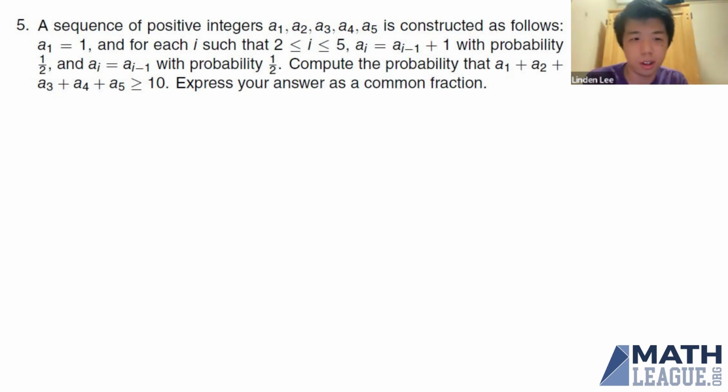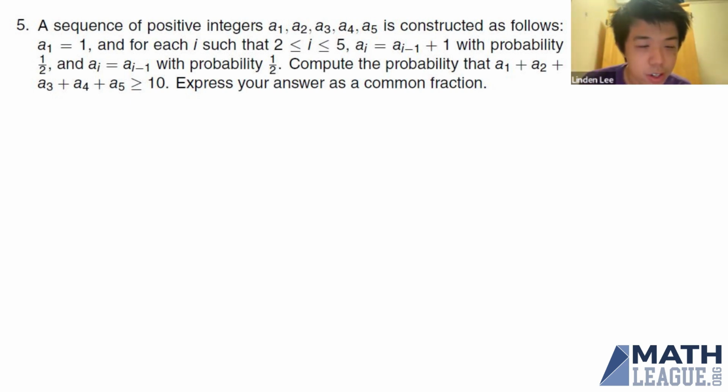This problem reads: a sequence of positive integers a1, a2, a3, a4, a5 is constructed as follows. A1 equals 1, and for each i such that 2 ≤ i ≤ 5, ai is equal to a(i-1) + 1 with probability 1/2, and ai equals a(i-1) with probability 1/2. Compute the probability that a1 + a2 + a3 + a4 + a5 is greater than or equal to 10 and express your answer as a common fraction.